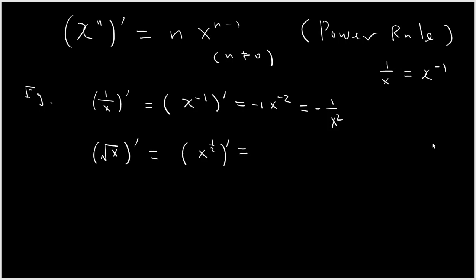Now we can use the power rule to differentiate x to the power of 1/2. So this is a particular case when n value is 1/2, right? Now we can use the power rule. The derivative of x to the power of n, where n is 1/2, is n times x to the power of n minus 1. n minus 1 means 1/2 minus 1, which in this particular case is negative 1/2, right?